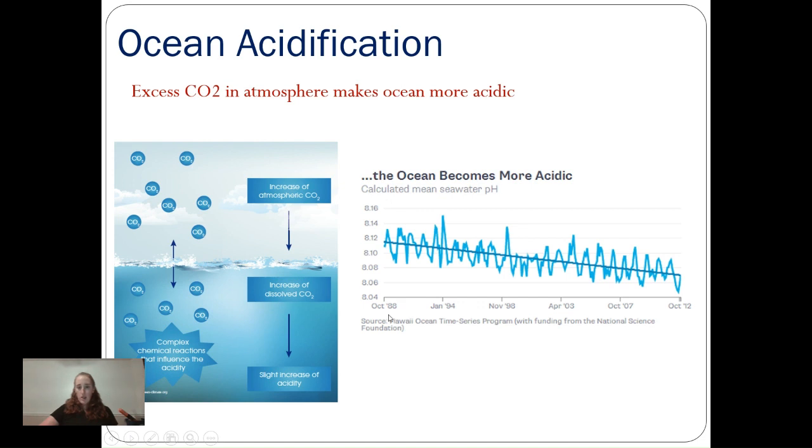So we have a timeline here from October 1988 to October 2012. And in that amount of time, the pH has dropped from 8.12 to about 8.08 based on this graph right here. So that might not sound like much, but acidity is on a log scale. So every time you go up, it's kind of like earthquakes. You're increasing a magnitude of 10 if you go from a pH of 8 to 7.